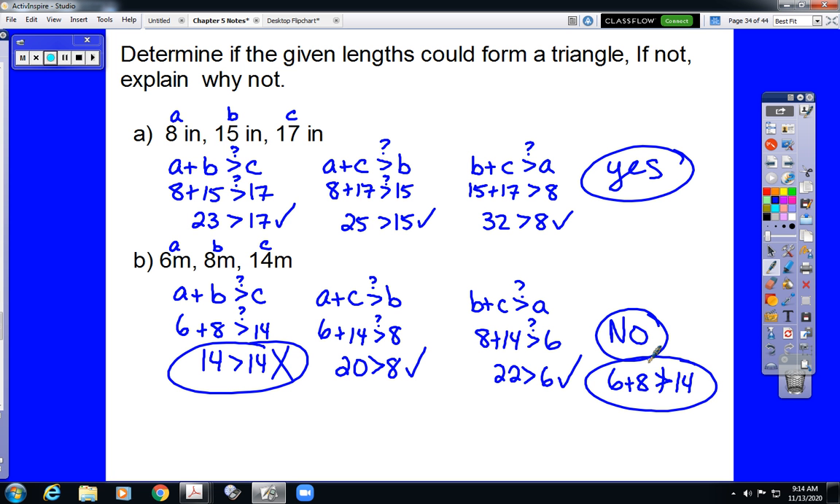Okay? 6 plus 8 is equal to 14. The rule says it has to be greater. Equal is not good enough.